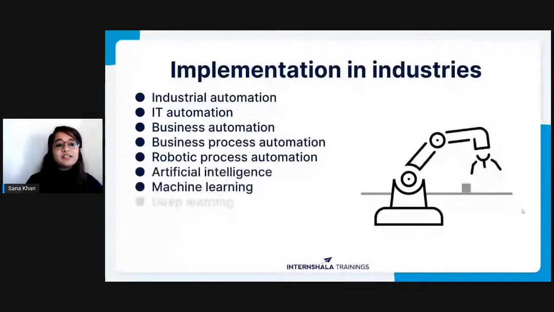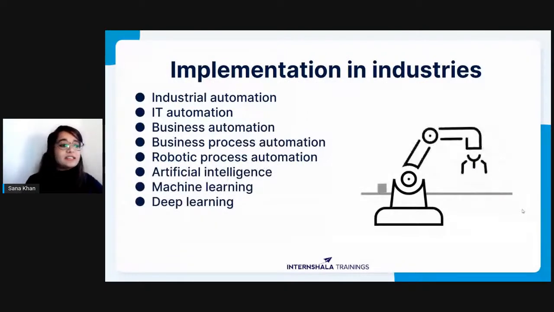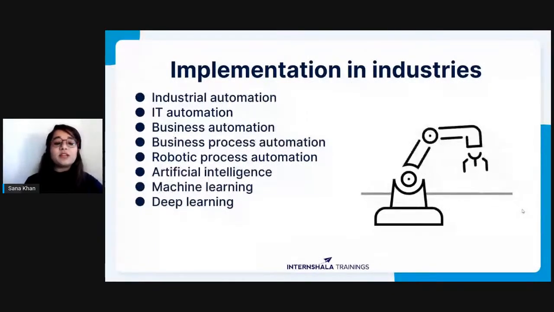And definitely these three fields which I have personally worked on are artificial intelligence, machine learning, and deep learning. These are really very important, buzzing fields where people are taking interest.